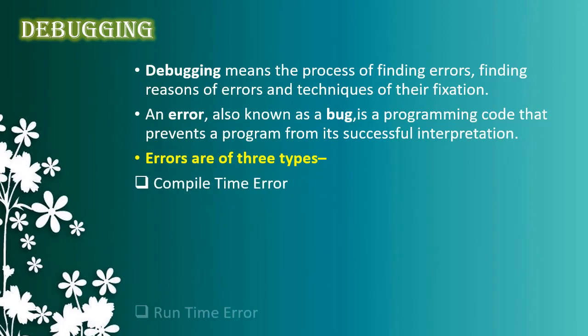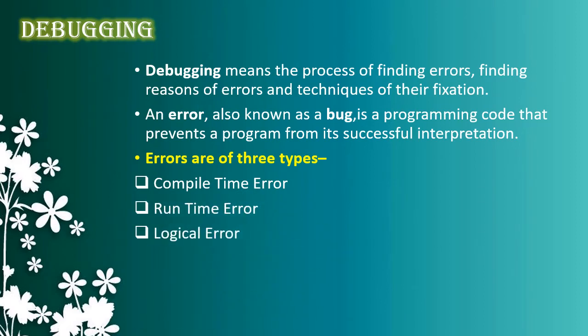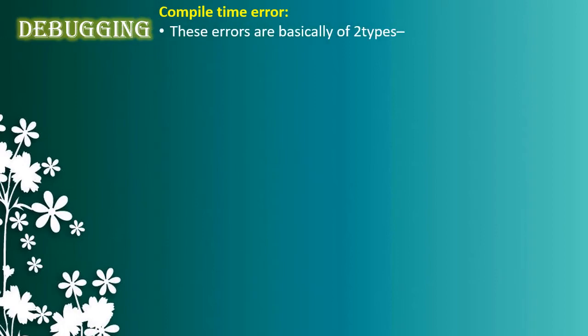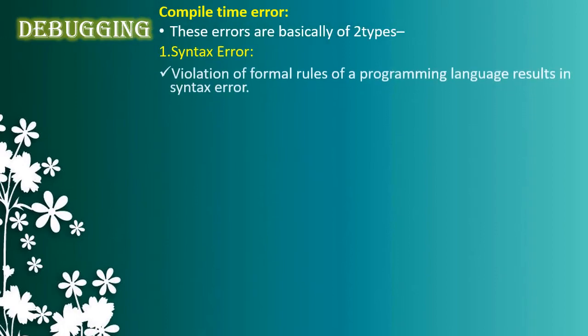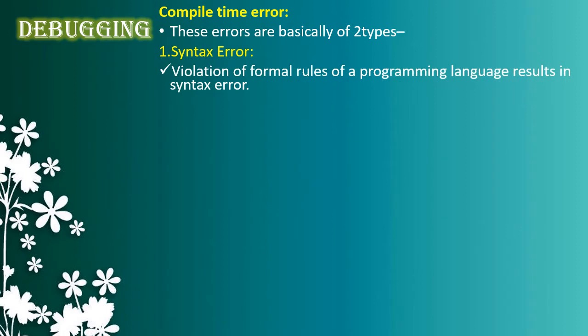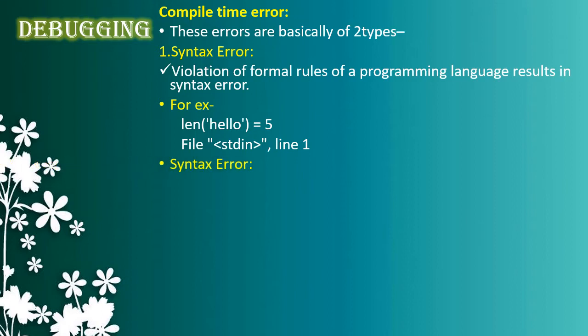There are three types of errors: compile-time errors, runtime errors, and logical errors. Compile-time error has two subtypes. The first one is syntax errors. If any programming rule is violated, that is a syntax error. For example, see here, the length function is used to find the length of strings, but here we have assigned a value to that function, len of a equal 5. So that is a syntax error. We can't assign a value to a function call.